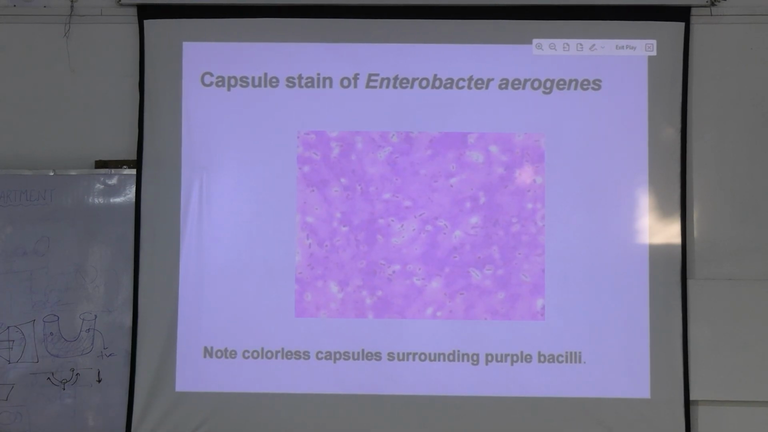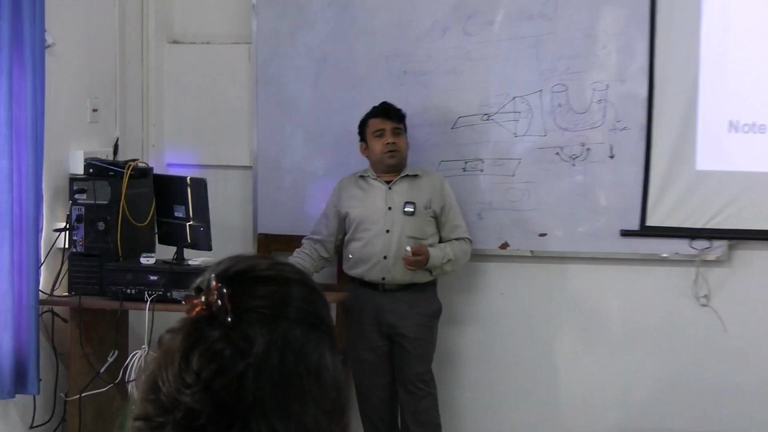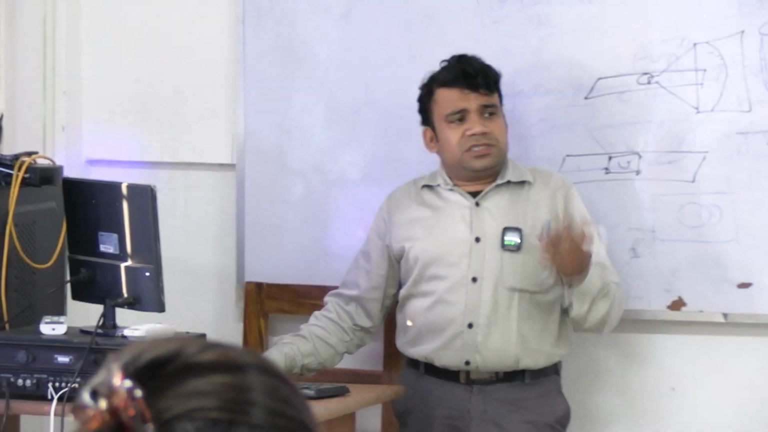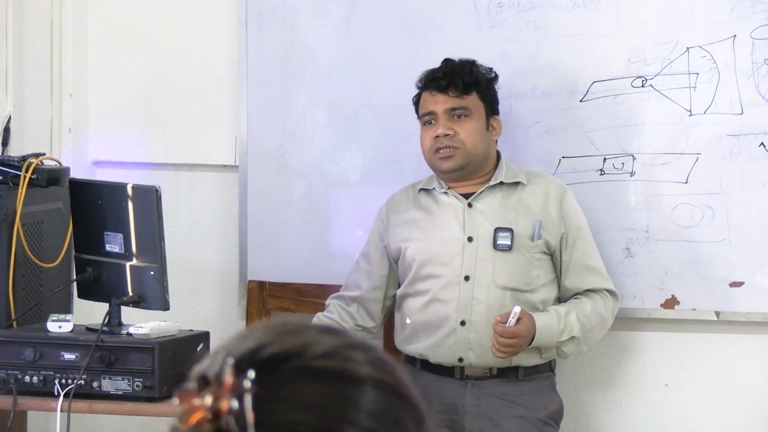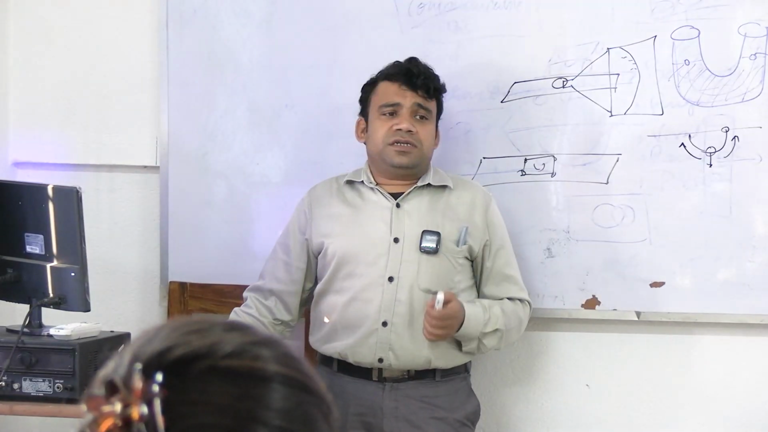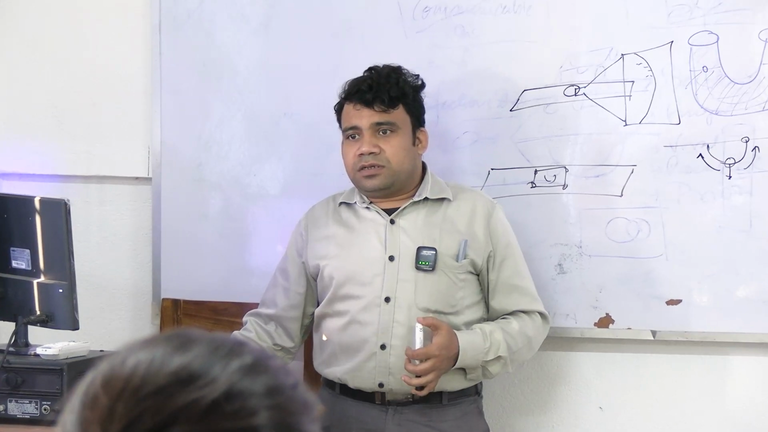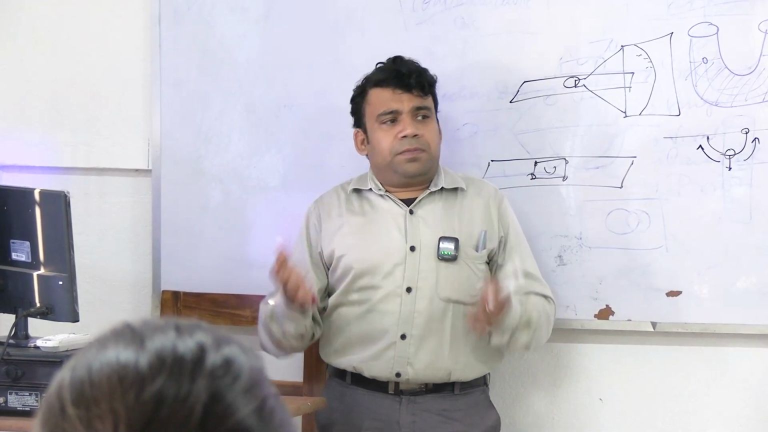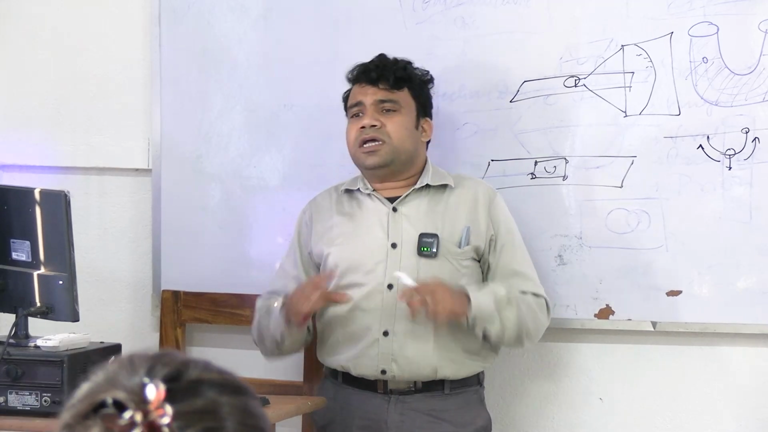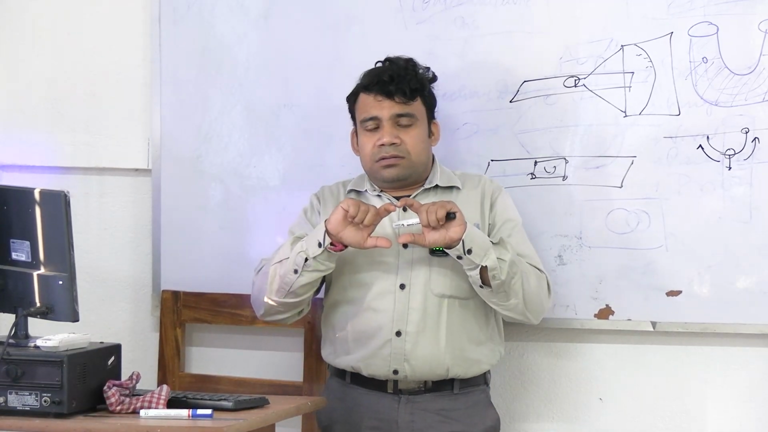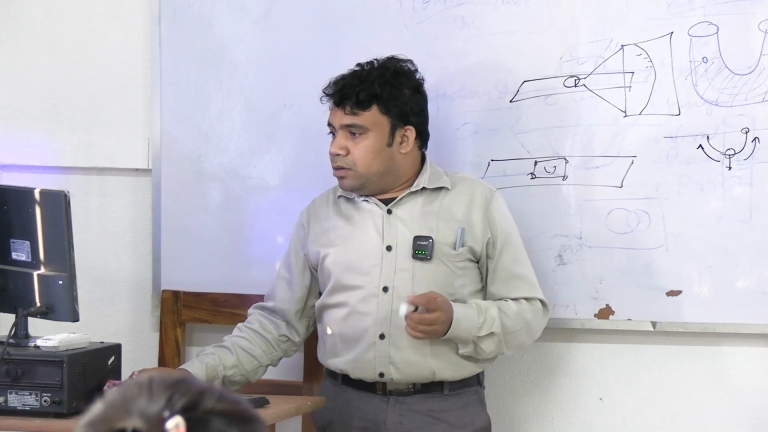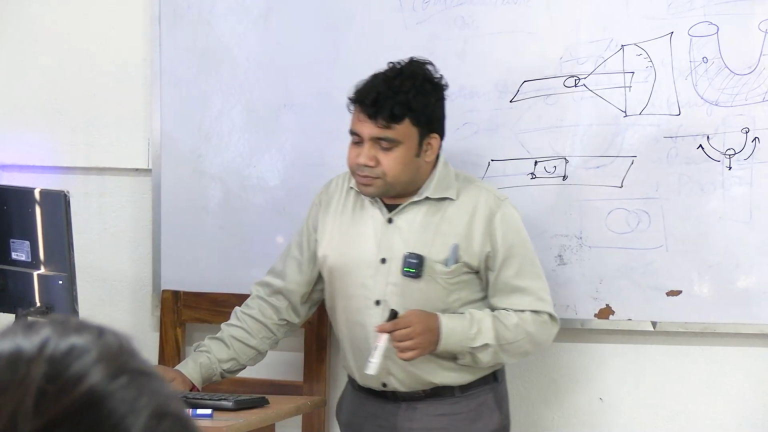Again, the capsule can also be stained negatively by using India ink stain. The phenomenon is very simple. The capsule, because it is ionic, has a negative charge, and the particles of the India ink will also have negative charge. So those particles will be repelled by the capsule, and hence it will appear as a colorless hollow structure. Okay.